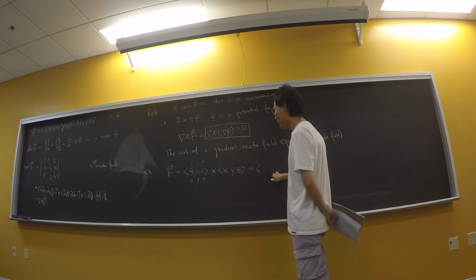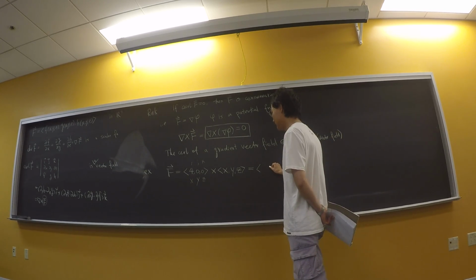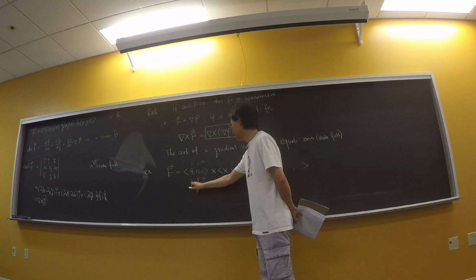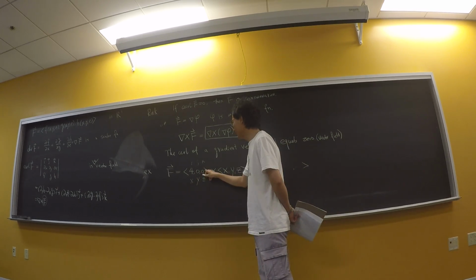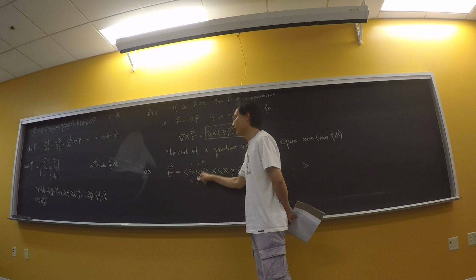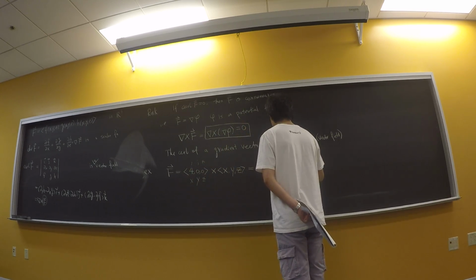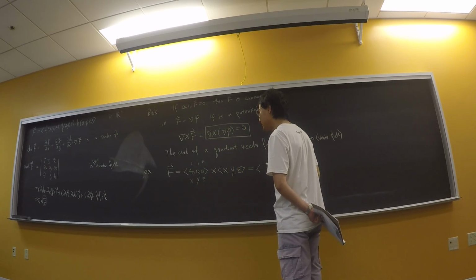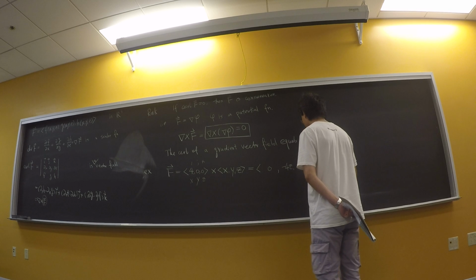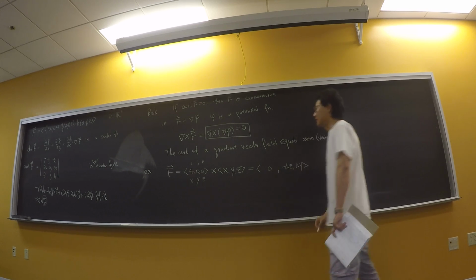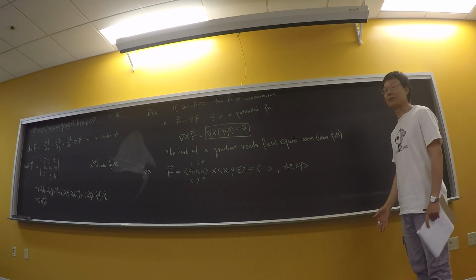What is the i component? The i component would be 0. The j component is going to be minus 4z. And your k component is 4y. Okay. So this is basically a vector field.